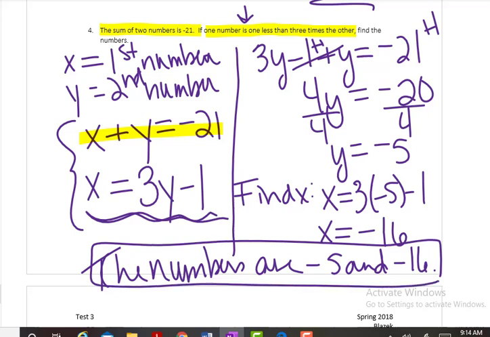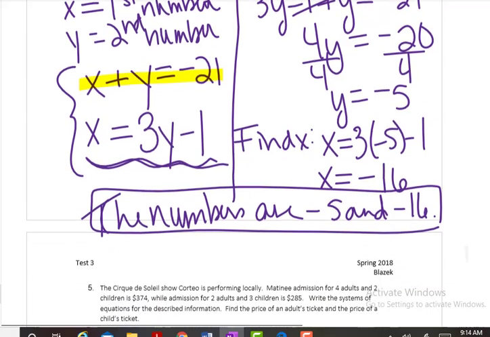Now, let's do a quick check. The sum of negative 5 and negative 16 is negative 21. That takes care of the first equation. And the second one is 3 times our y, which is negative 5, minus 1, is negative 16, and they both check. Let's move on to number 5.